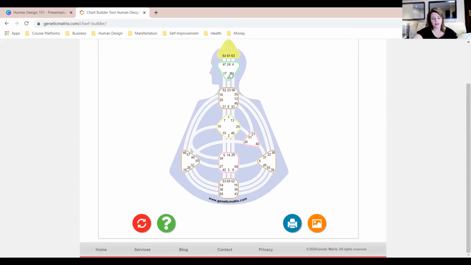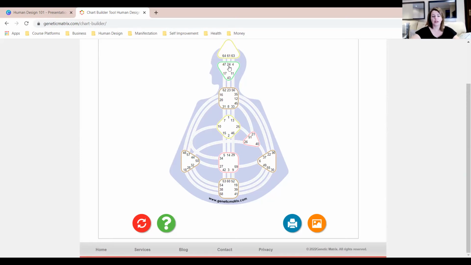If your centers are white, they are undefined. If they are colored in, it means they are defined. If your gate has no little dot on it, it means that it is undefined. If it has a dot on it, it means it is defined. Basically, undefined means that you are going to experience wisdom through that gate, that center, that channel. Defined means that you are going to have consistent access to what that energy will bring you. Okay, that's all that means.